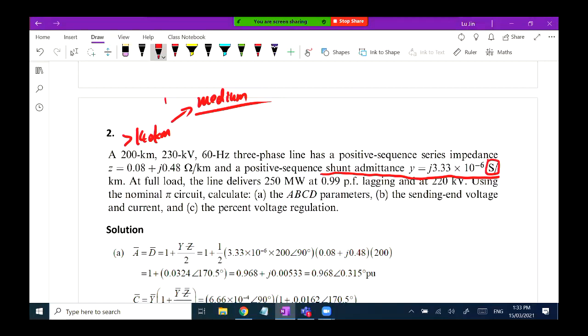At full load, the line delivers 250 megawatts. So what power is this? The unit is megawatts. Real power, yes, because only for real power, active power, we have watts as the unit. So in other words, P at the receiving side is 250 megawatts. And the power factor is 0.99 lagging, and the voltage is 220 kilovolts. So using the nominal pi circuit, calculate the ABCD parameters. So what's the time now?